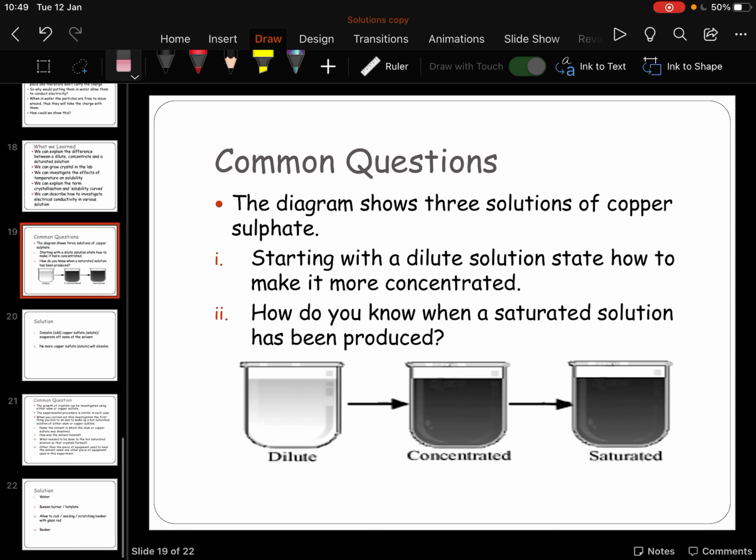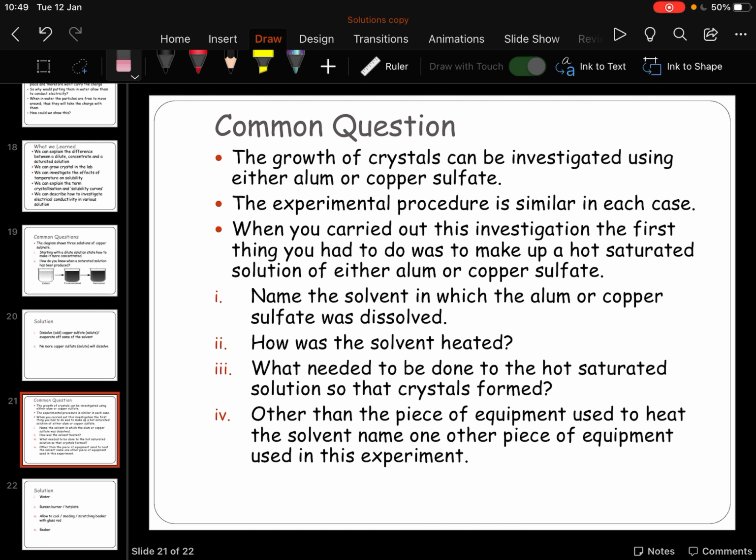What I have here at the end, guys, is this is the first one. So in your own time, see can you answer it. So pause the video there. The diagrams show 3 solutions of copper sulfate. Starting with a dilute solution, state how to make it more concentrated. And then how do you know when a saturated solution has been produced? That's the first one. And of course your answer.